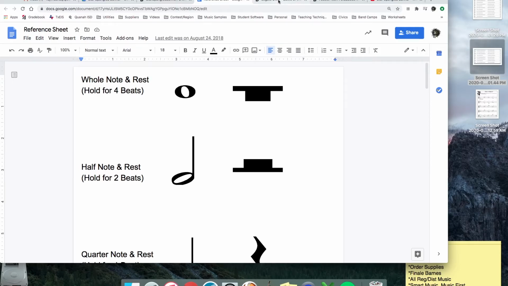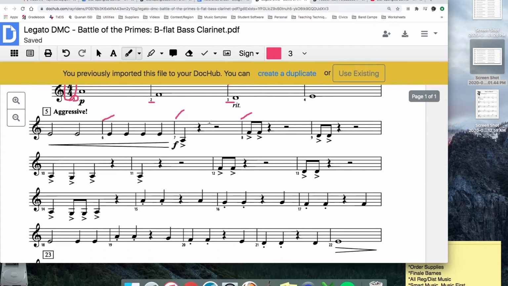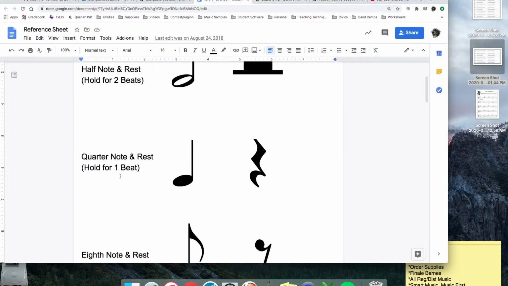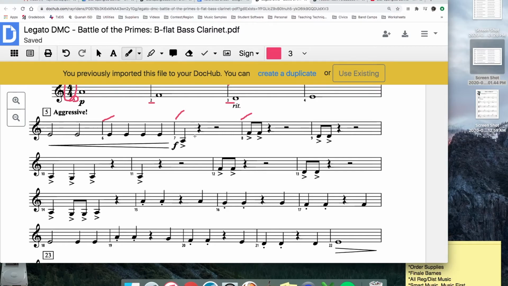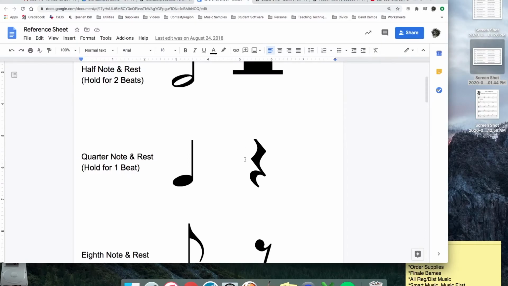Let's look at our song up here. In this measure, measure 7, they want us to play on the first beat of that measure. So they gave us a quarter note, because what does a quarter note equal? 1 beat. But they didn't want me to play the rest of the measure. So here's what they did. They said, on the second beat, I want you to rest. How long should I rest? They want you to rest for 1 beat. There's a quarter rest. Rest for 1 beat.